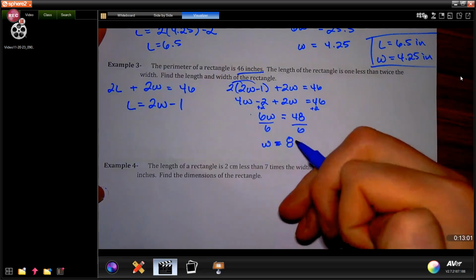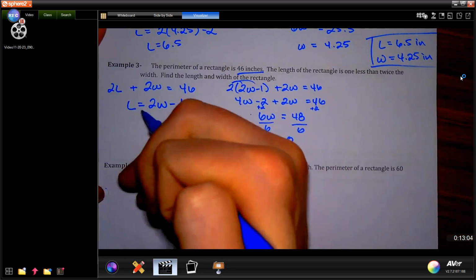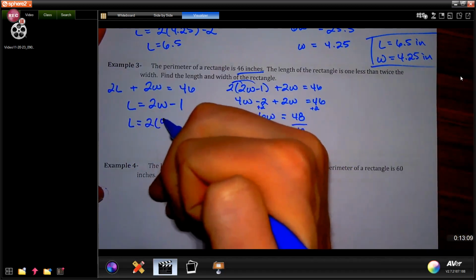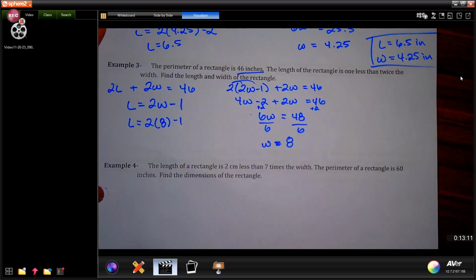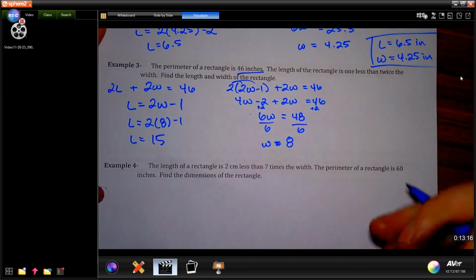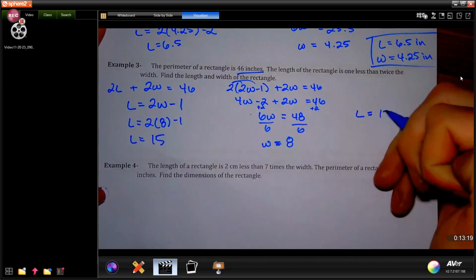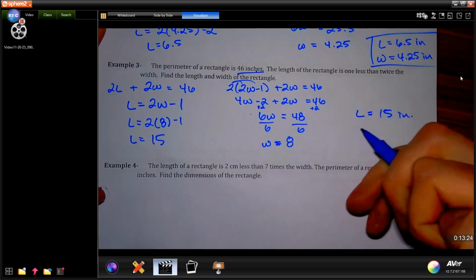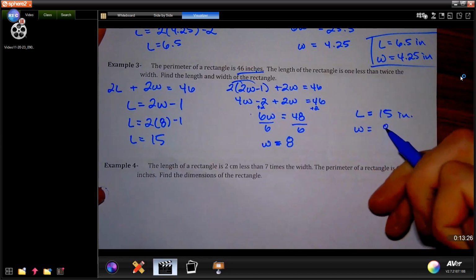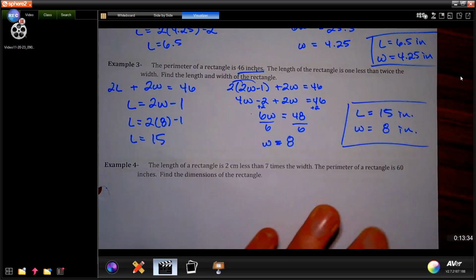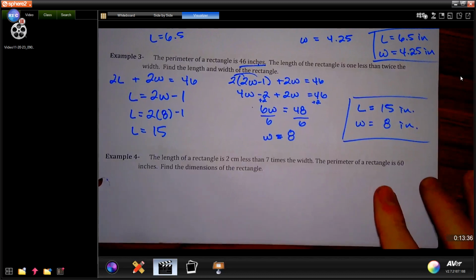From there, I'm going to take that 8 and plug that back into my equation. Instead of L equals 2W minus 1, I'm going to do L equals 2 times 8 minus 1. That should give me L is equal to 2 times 8 is 16, minus 1 is 15. So my answer will be L equals 15, and again, make sure you understand the context, inches, and my width will be equal to 8 inches. Okay, and there's your answer. It's all about the context of the equation and what they're asking for.